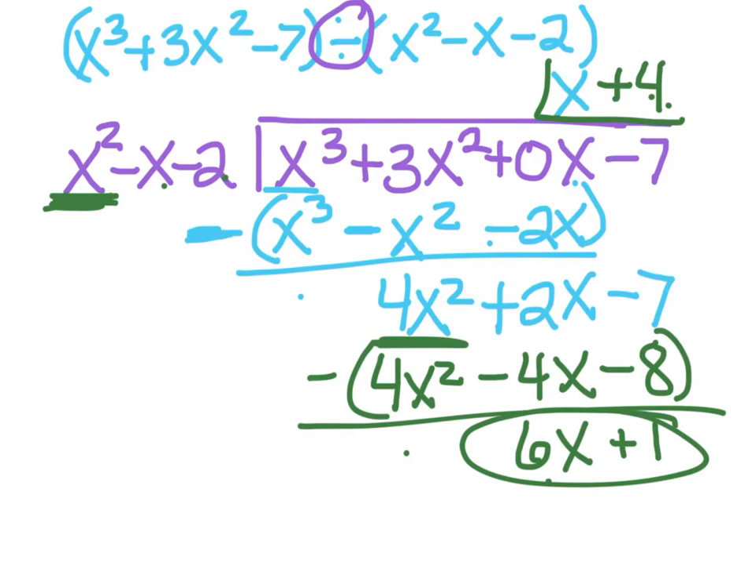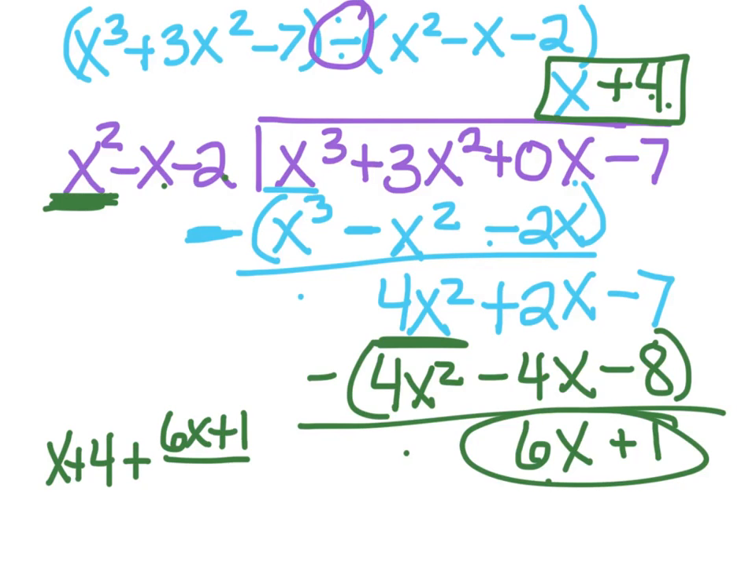This is our answer, and then we say the answer is x plus 4 plus our remainder, 6x plus 1, over our divisor that we were originally dividing by, x squared minus x minus 2. That's the final answer.